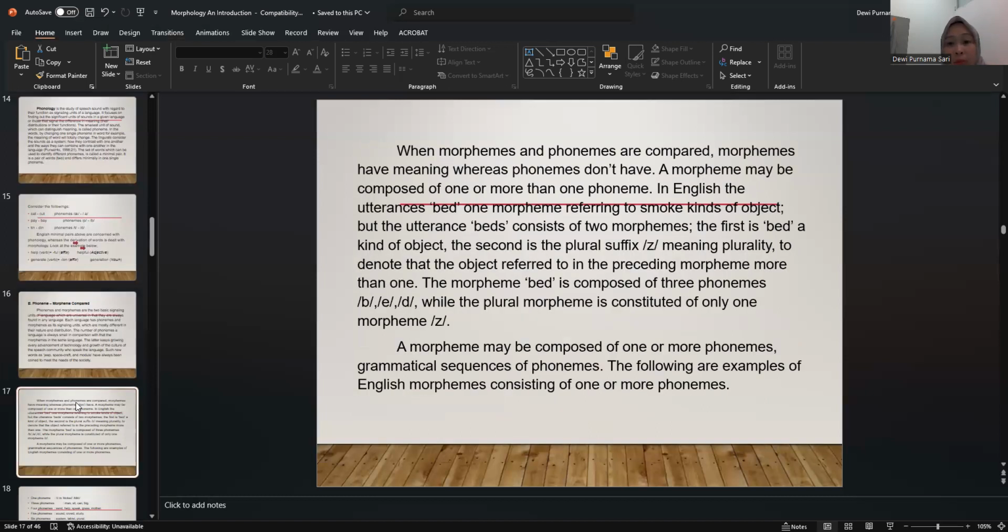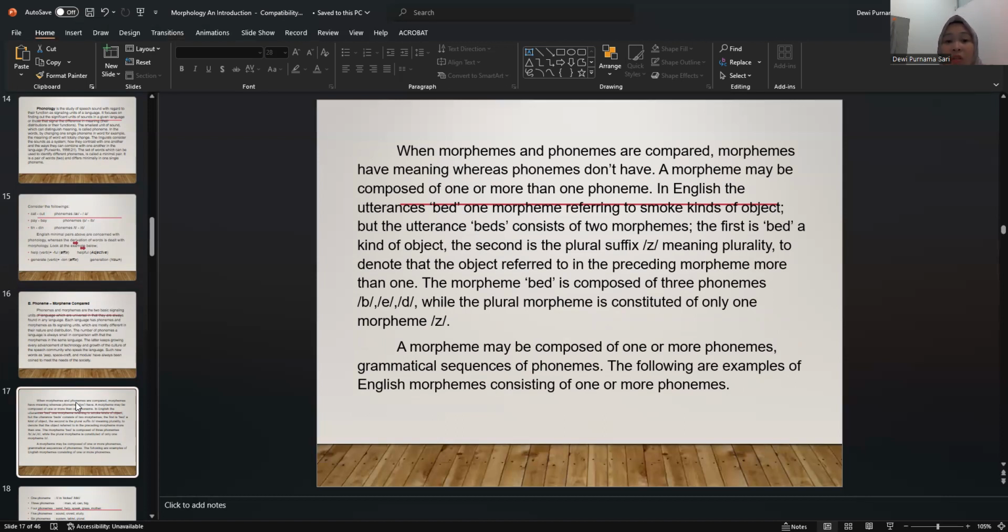When morphemes and phonemes are compared, morphemes have meaning whereas phonemes don't, because a phoneme is only a sound, like a, t, d. Yeah, those are phonemes, right? A morpheme may be composed of one or more phonemes.